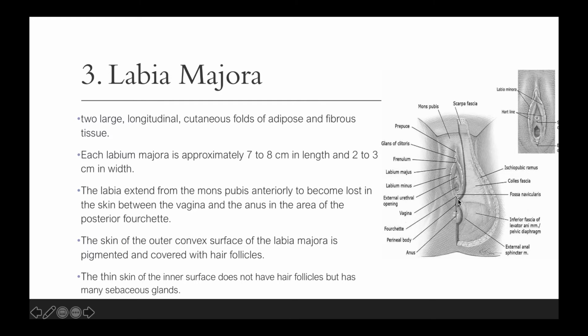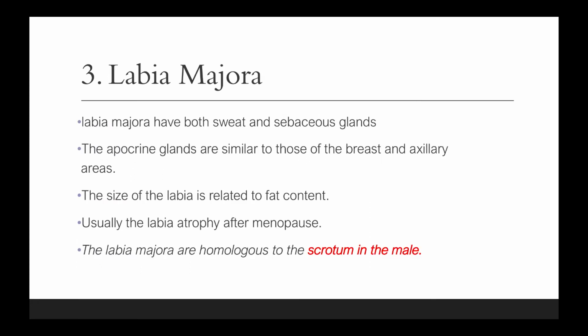The skin of the outer convex surface of the labia majora is pigmented and covered with hair follicles, and the thin skin of the inner surface does not have hair follicles but has many sebaceous glands. The labia majora have both sweat and sebaceous glands. The apocrine glands are similar to those of the breast and axillary areas. The size of the labia is related to fat content, and usually the labia atrophy after menopause. The labia majora are homologous to the scrotum in the males.